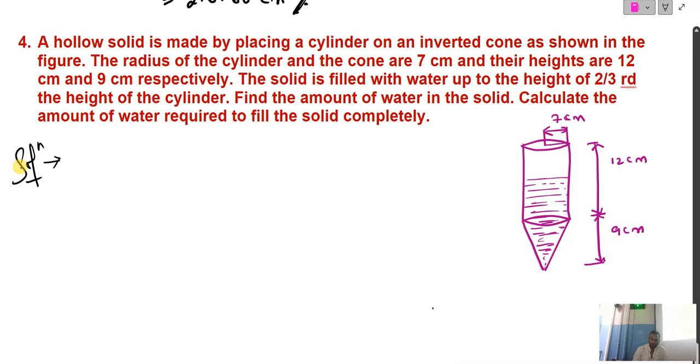Look at here. A hollow solid is made by placing a cylinder on an inverted cone as shown in the figure. The radius of the cylinder and the cone are 7 centimeter, and their heights are 12 centimeter and 9 centimeter respectively. The solid is filled with water up to the height of two-thirds of the height of the cylinder. Find the amount of water in the solid.